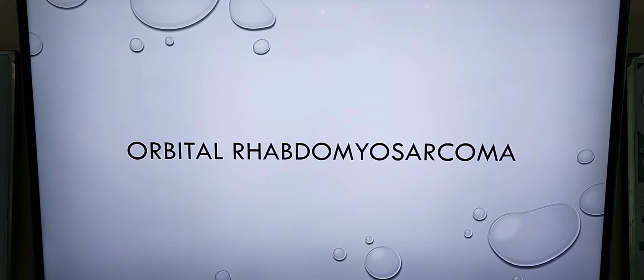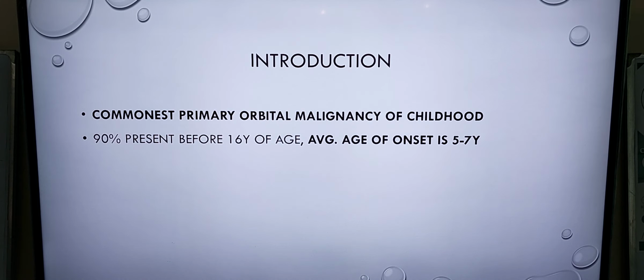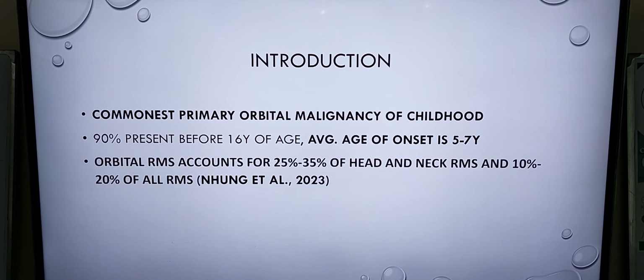First, we'll discuss orbital rhabdomyosarcoma. As we know, a rhabdomyosarcoma is a tumor of skeletal muscles. It is the commonest primary orbital malignancy of childhood, and 90% of patients present before the age of 16, while the average age of onset is 5 to 7. Orbital rhabdomyosarcomas account for 25 to 35% of head and neck rhabdomyosarcomas and 10 to 20% of overall rhabdomyosarcomas.